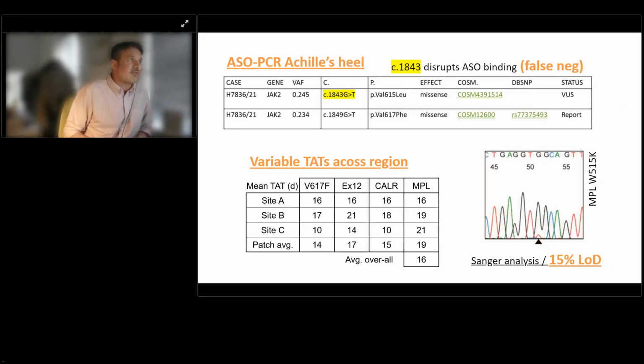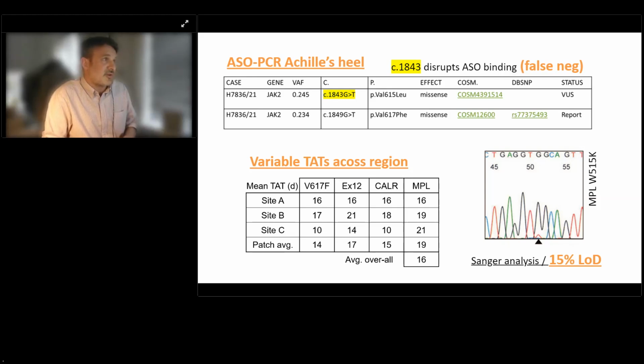That wasn't without its faults, though. So we know from experience, we picked up in 2021 a false negative result for a patient who, when they later went on to have full sequencing on our pan-heme oncology panel, was discovered to have another mutation slightly downstream at position 615, which we suspect was actually disrupting the binding of the primer, which returned a false negative in this example.